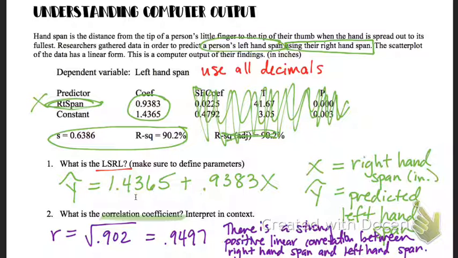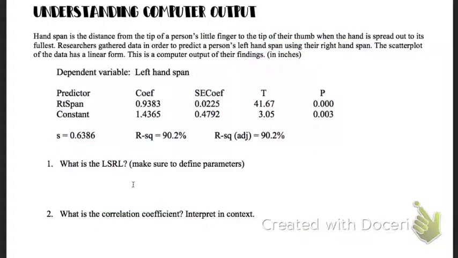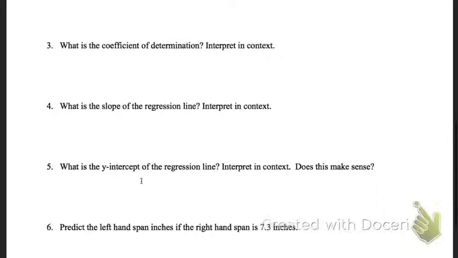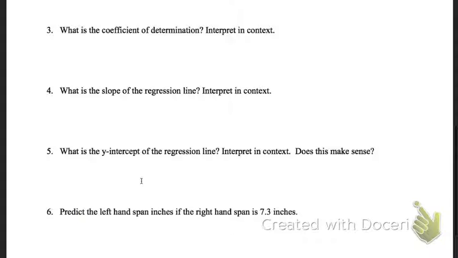Okay, the next one says, what is the coefficient of determination? So that is the r squared, which is what they gave me in the problem. So I'm going to say r squared is 0.902, or you could say 90.2%, but I like to keep things consistent and just keep everything in a decimal. If you flip back to page 99, you'll see the coefficient of determination.